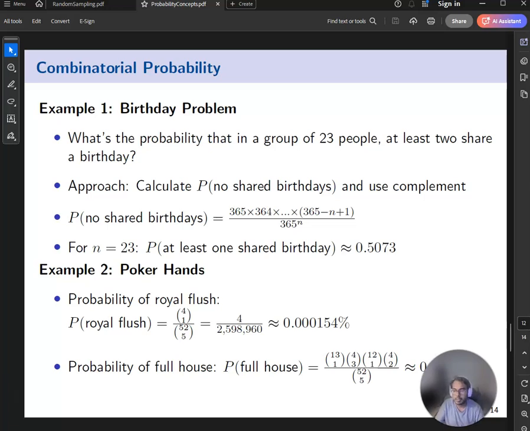So for the first person, any birthday is fine. For the second person, they need to avoid the first person's birthday, so they have 364 possibilities out of 365. For the third person, they need to avoid two birthdays, so that is 363 out of 365, and so on. And therefore, the probability of no shared birthdays is 365 times 364 times dot dot dot down to 365 minus n plus 1, divided by 365 raised to the power n. And for n equals 23, this works out to be approximately 50%. So at least one shared birthday.